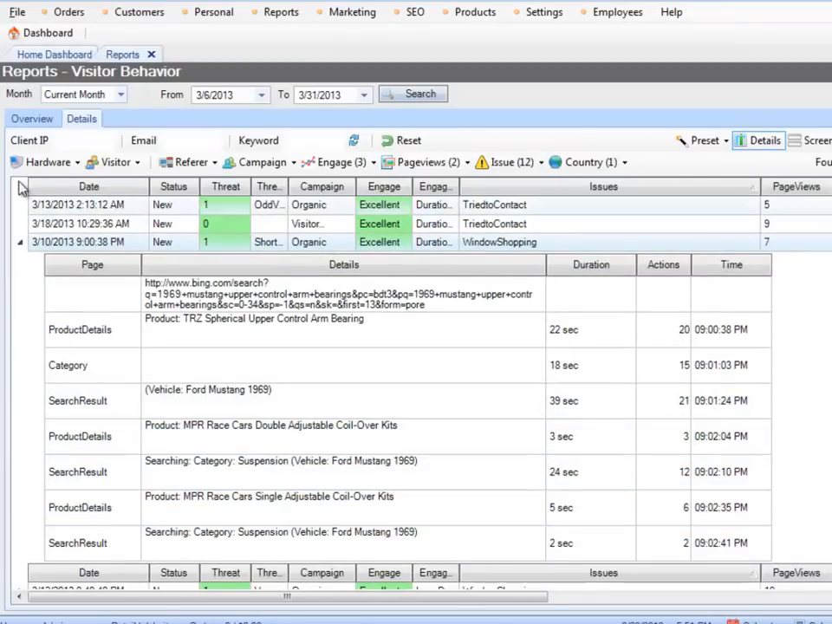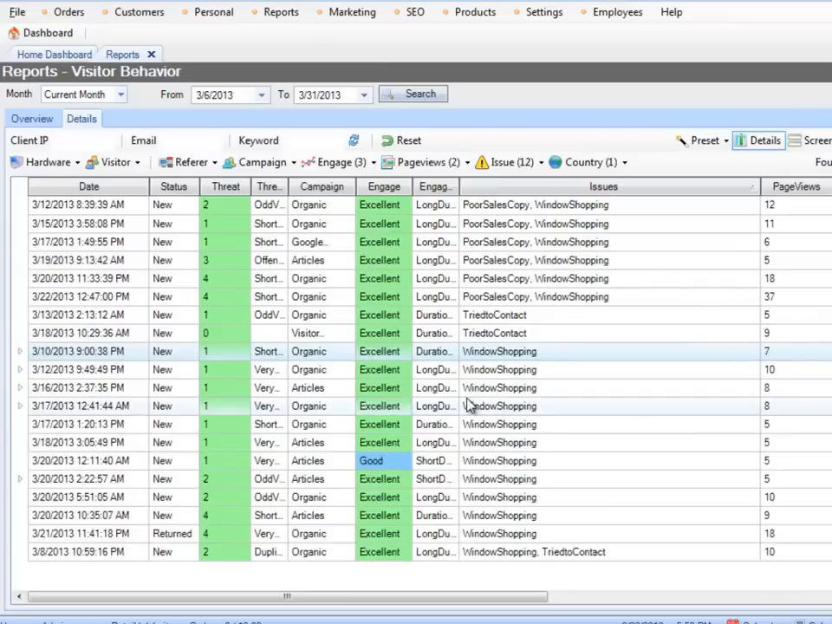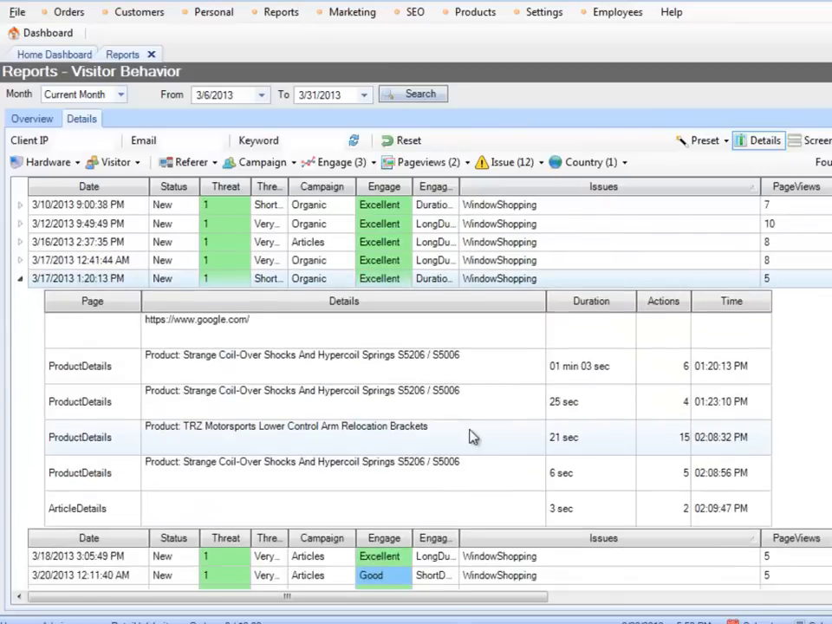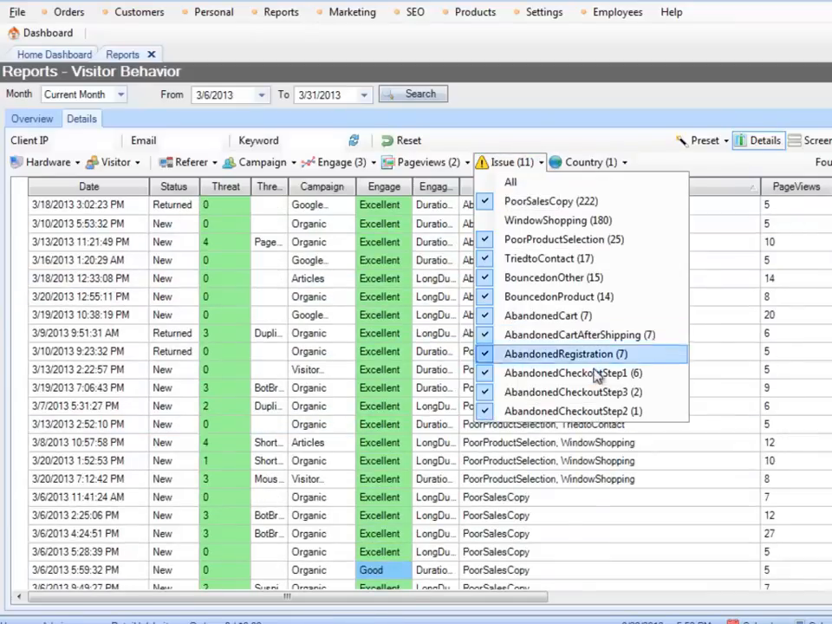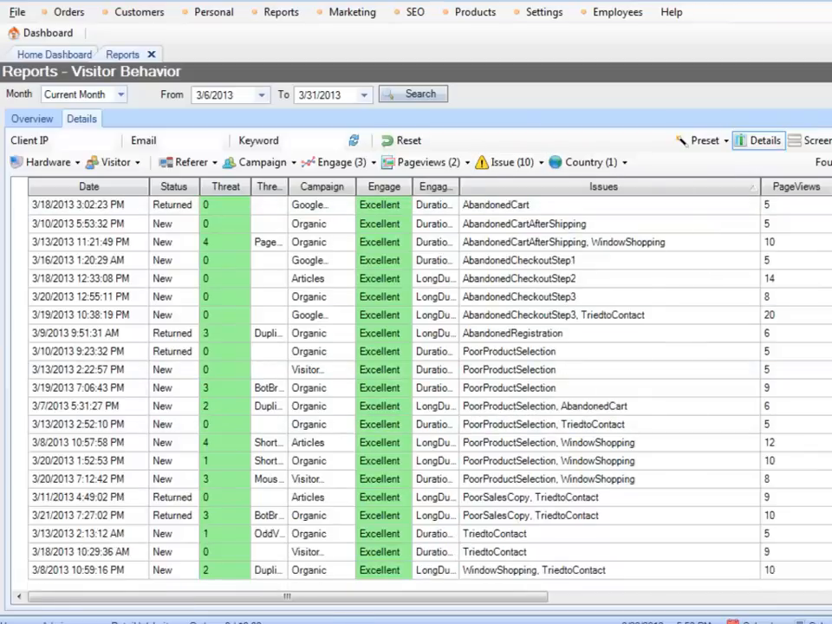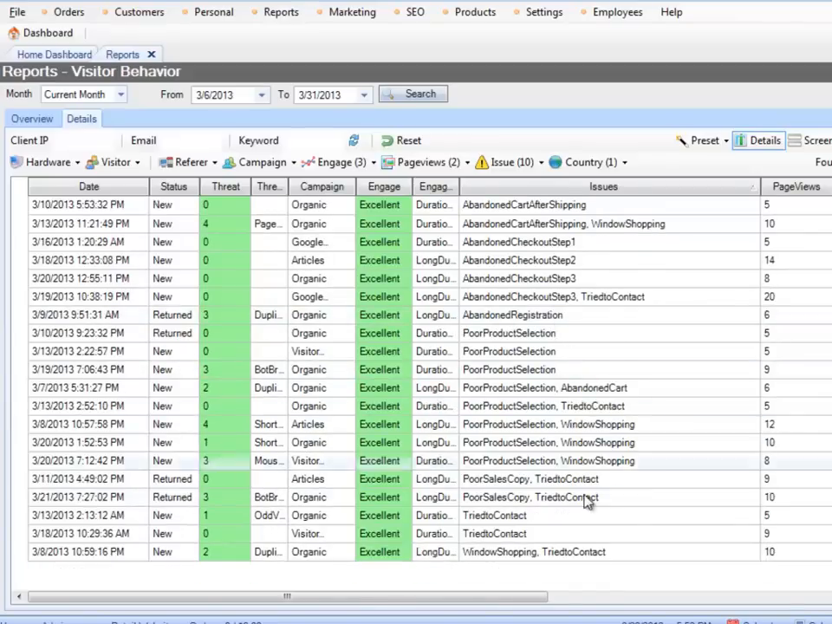Put a 15-second engagement on a category because it looks like people are looking for something and they can't find it. If you do the live chat engaged 15 seconds on the category page specifically, you might save that sale too. So window shopping and poor sales copy could potentially be resolved with this live chat thing.